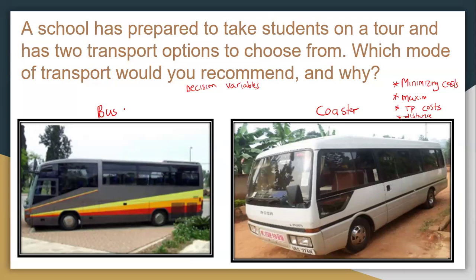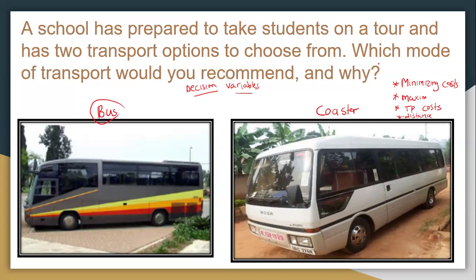Take an example. When you take a bus, you may find that you may be spending more money and taking fewer children. Whereas when you take a coaster, you may find that you are using less money and all the children are taken, though maybe in different loads, something like that. Those are what you call decision variables. So whenever they talk about decision variables, you must look at those things in your item that are going to change the equation. When this one changes, the other one also changes.